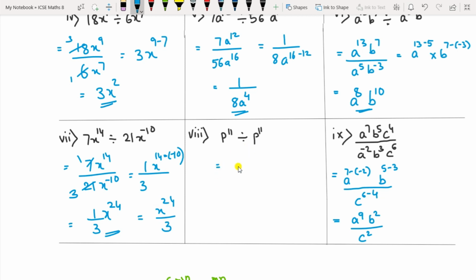Now this one, it becomes 11 minus 11. So it becomes 0. Any variable or any number raised to 0 is always one answer.